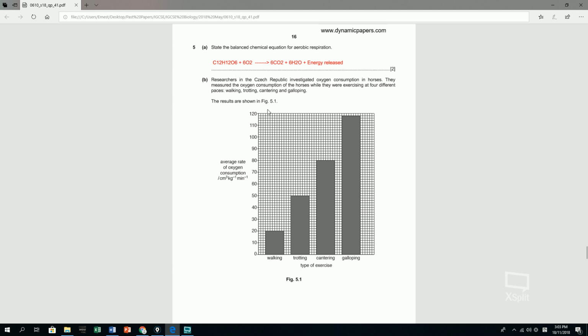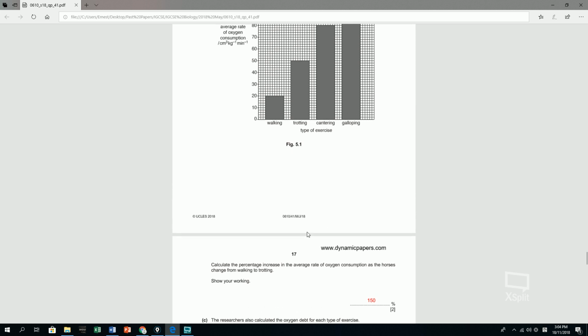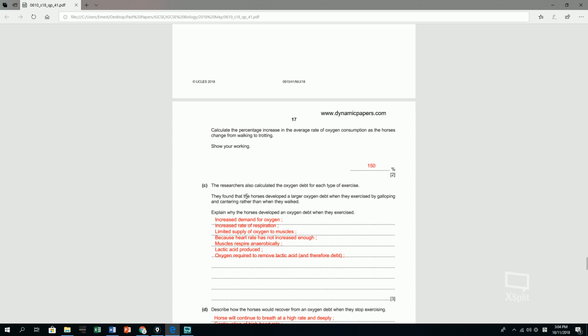But anyway, they give you this graph here, and it's about how the average rate of oxygen consumption is different depending on the level of exercise. And of course, as you increase the exercise level, more oxygen is required. And this graph shows you that. So the percentage increase in average rate of oxygen consumption from walking to trotting. Well, trotting is 50, walking is 20. So the percentage increase is 150%, because 50 divided by 20 times 100 is 150.